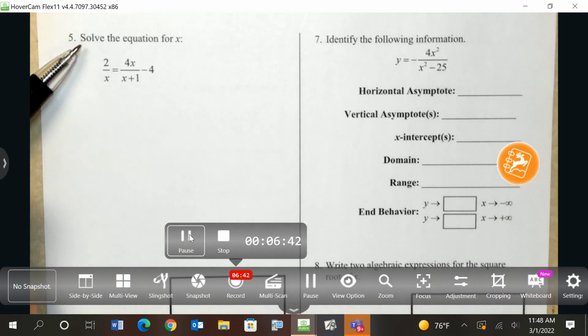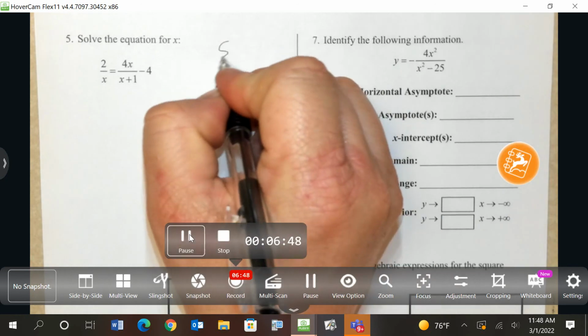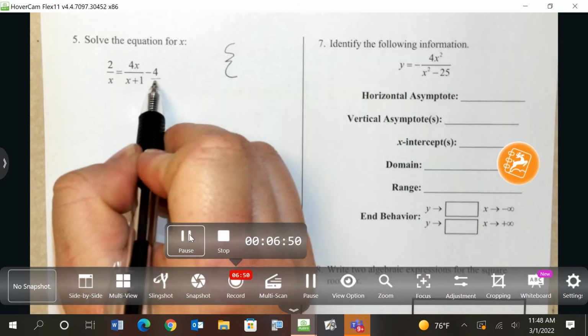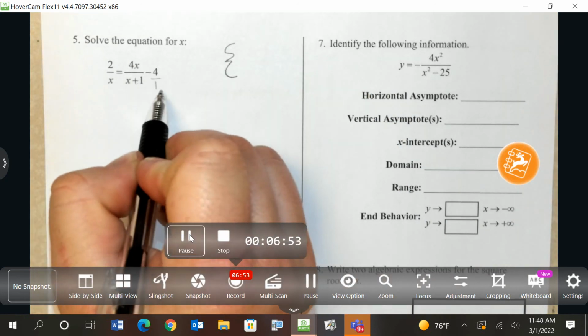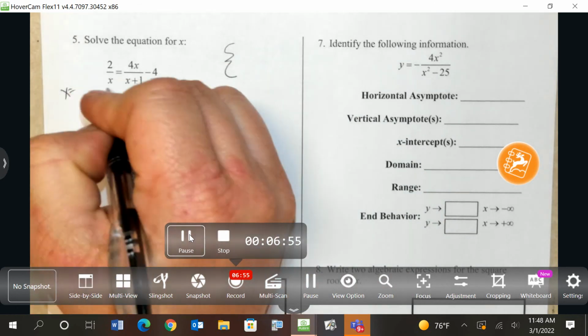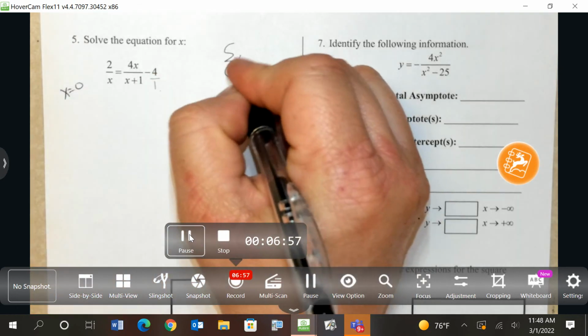Again, we start with the verb solve. So in this box, I want to have an answer of x equals some number. But first, let's figure out what x cannot be. So I'm going to look in the denominator. And if the denominator contains an x, I'm going to set it equal to 0. So set this equal to 0. I know x cannot equal 0.